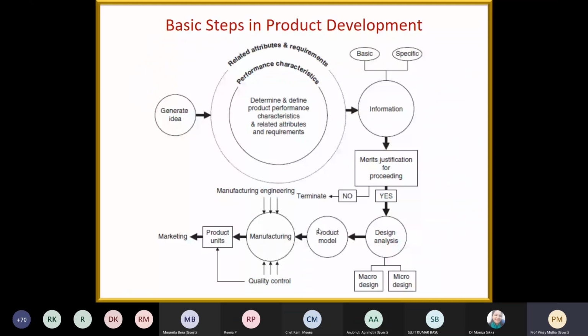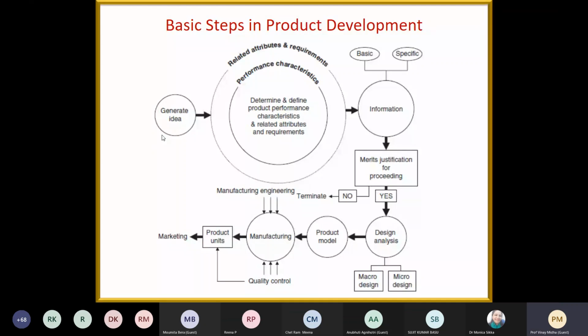Then the basic steps in the product development. The first one was the engineering concepts, and then we have to understand the product development process. In that, first of all, we'll have the generation of ideas. A large number of ideas may be generated to solve that particular problem in hand, to satisfy that particular need or requirement of the customers. And then we will list down the performance characteristics. What will be the performance characteristics in that particular product and its related attributes and requirements.